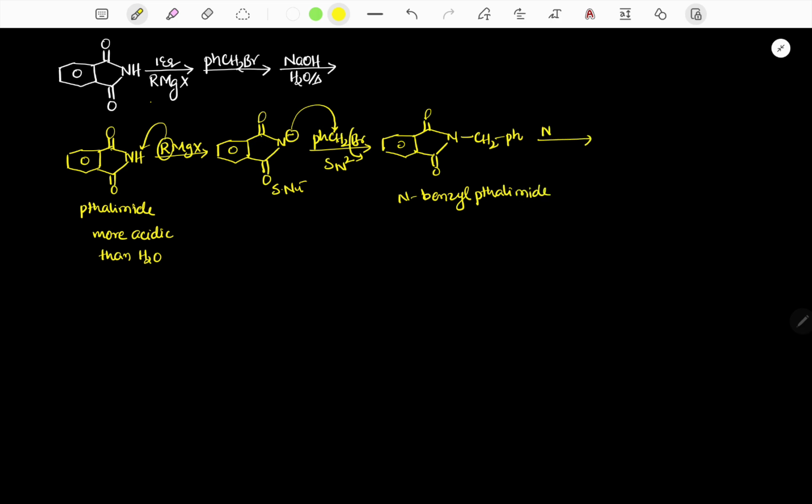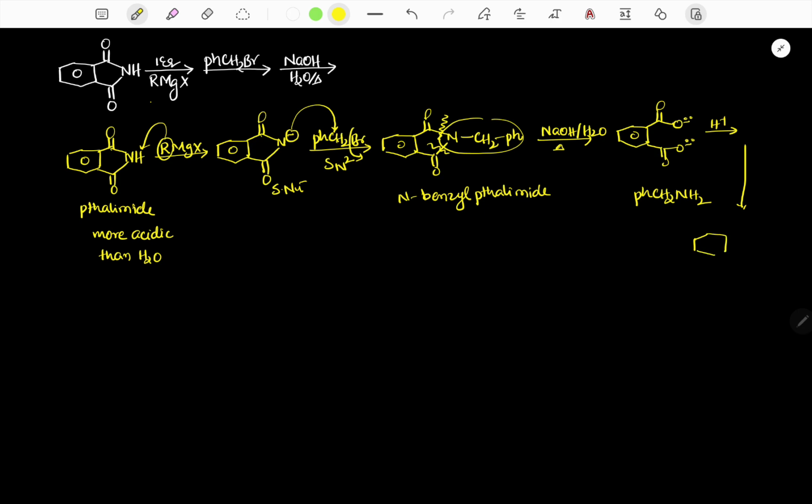Now it is treated with NaOH, H2O, heat. So this undergoes hydrolysis and gives the corresponding phthalate ion, because we are doing the reaction in basic medium, and here PhCH2NH2 is a leaving group. After acidification, it will be converted into the corresponding phthalic acid.